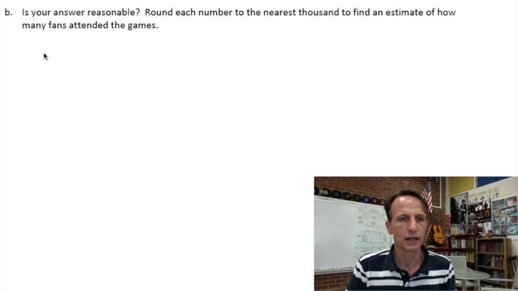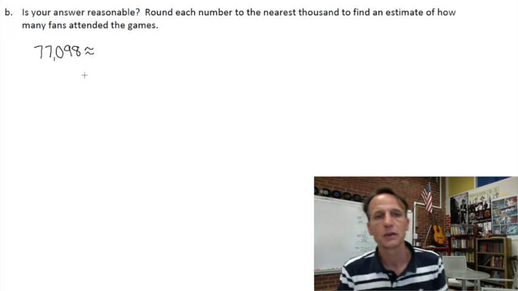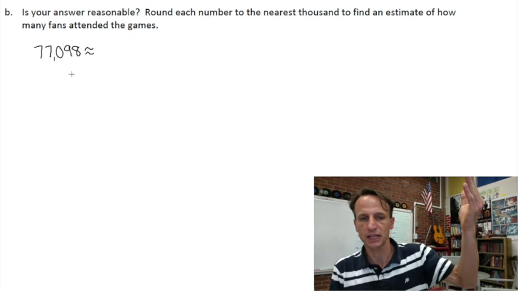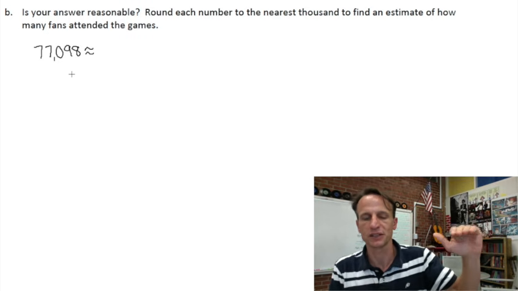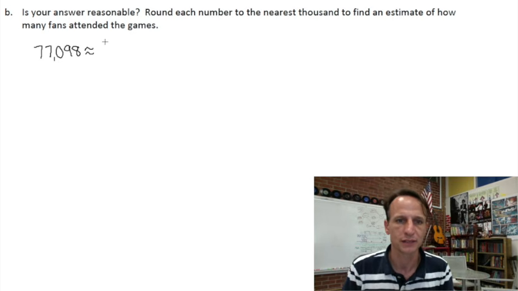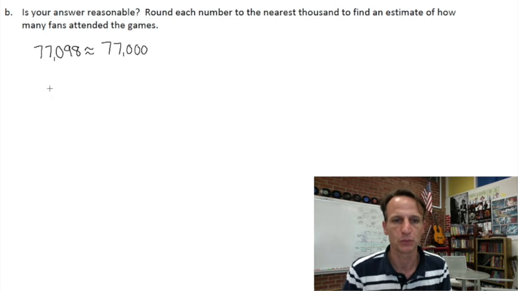So first for the Jets, we had 77,098. I bet you're getting to where you can just look at that number and tell me what it is to the nearest thousand. But to go quickly through it, we have 77,000s, 78,000s. Midpoint, 77,500. This is well below that, right? So we'd round down to 77,000. So that's our rounded Jets attendance.